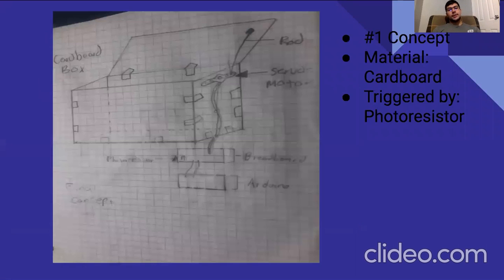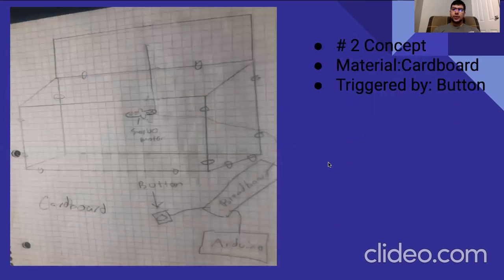So for our top concepts, I've got the sketch here made out of cardboard and triggered by the photoresistor. As we can see here, we have a photoresistor, and when we wave our hand over or cover that photoresistor, it'll read a certain reading, which would then trigger the servo motor to rotate. Attached to the servo motor is a rod that will then lift the lid. I should also include that the sides here are secured using tape, taping each side.